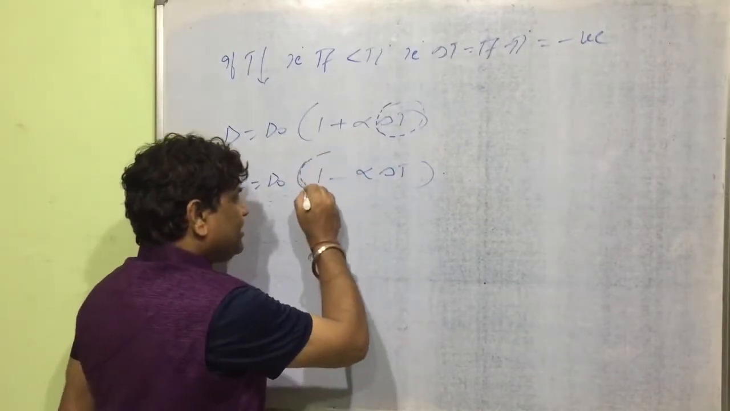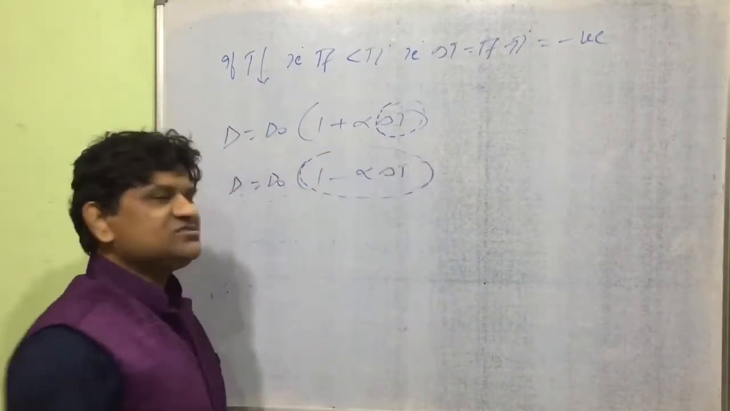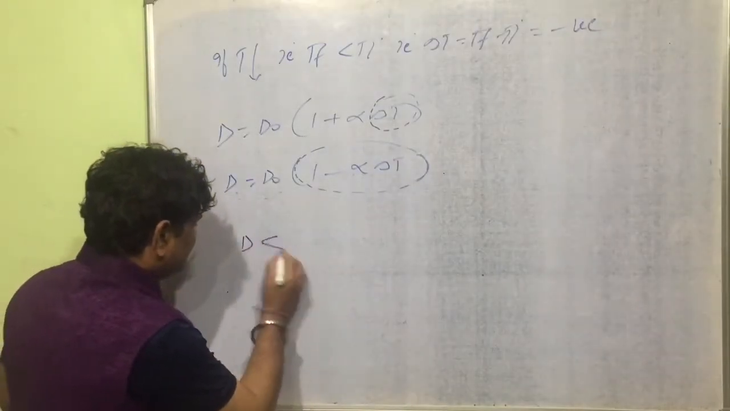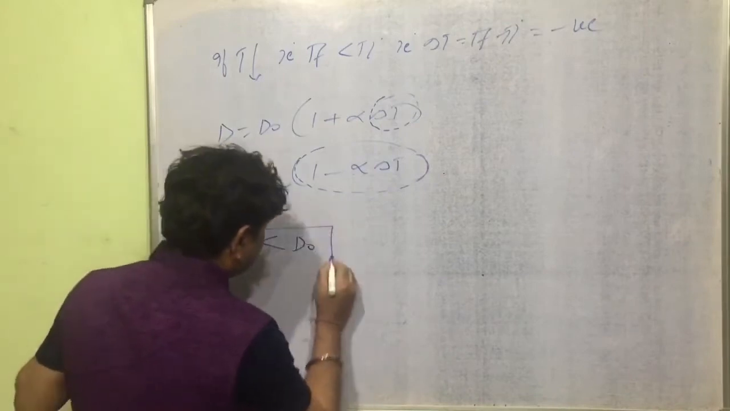Now this is clear here. This value is less than 1. It means D is less than D naught.